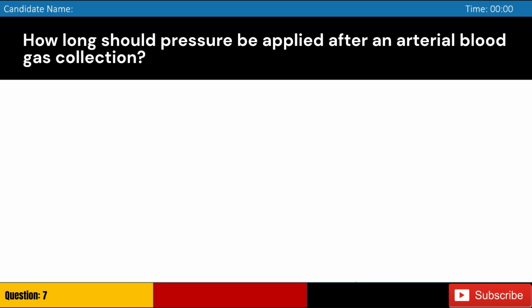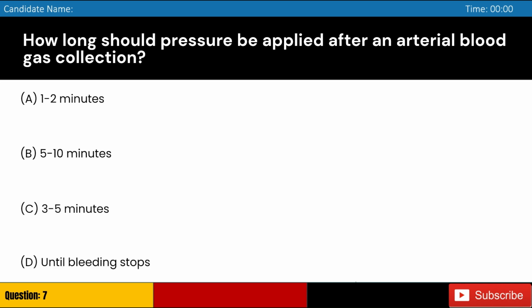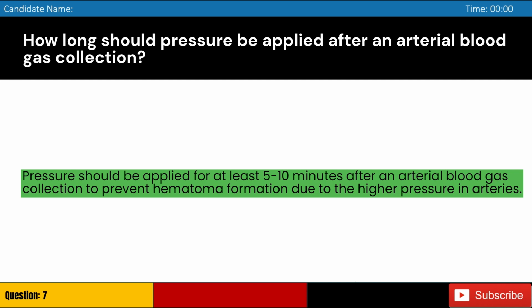How long should pressure be applied after an arterial blood gas collection? A. 1 to 2 minutes. B. 5 to 10 minutes. C. 3 to 5 minutes. D. Until bleeding stops. Answer: B. Pressure should be applied for at least 5 to 10 minutes after an arterial blood gas collection to prevent hematoma formation due to the higher pressure in arteries.